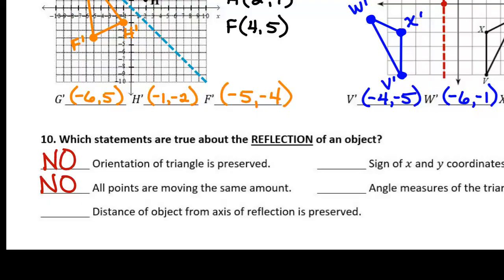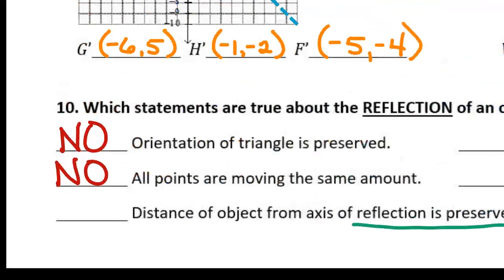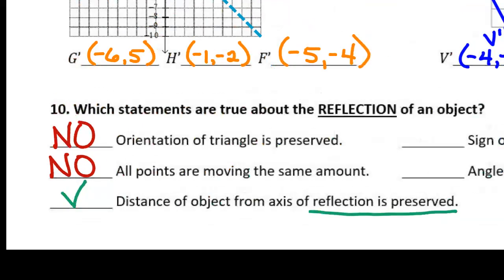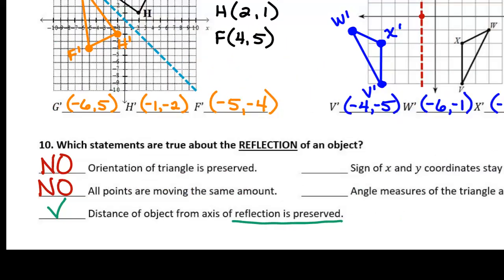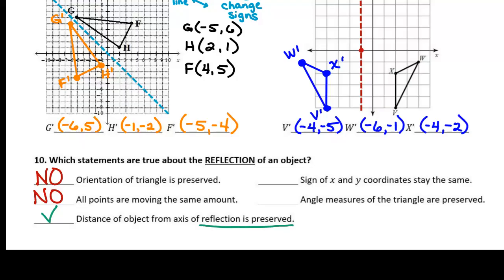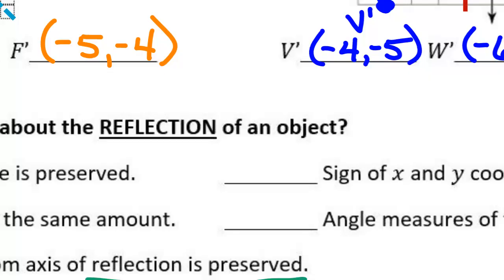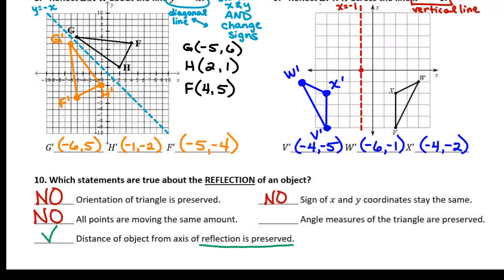Distance of an object from the axis of reflection is preserved. This one is yes. If it was 3 hops away to the right, it'll be 3 hops away to the left for the prime. Sign of X and Y coordinates stays the same. Do the signs stay the same? No, in fact, some of them we switch the signs. Angle measures of the triangle are preserved. Did my angle measures stay the same? Yes, the angle measures stayed the same here.